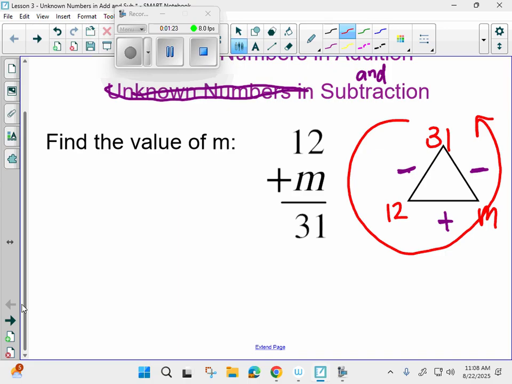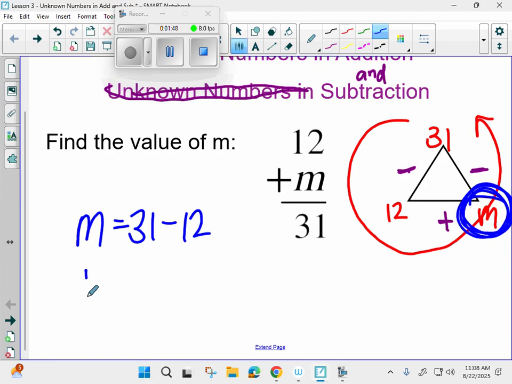Okay, now I'm going to solve for m. So I want to know what is m equal to, and I'm always reading in this direction. So this is the same thing because these are inverse operations, right? If I want to solve for m, the opposite of adding is subtracting. So I'm still going in this direction, going circular here, but counterclockwise. This would be 31 minus 12, all right? And somebody tell me what that is. What do you think? 19.